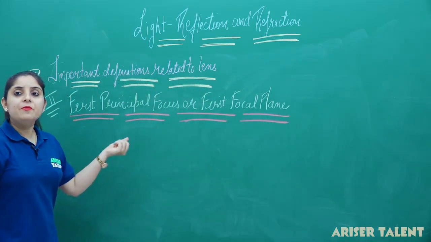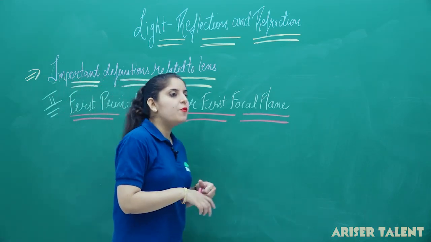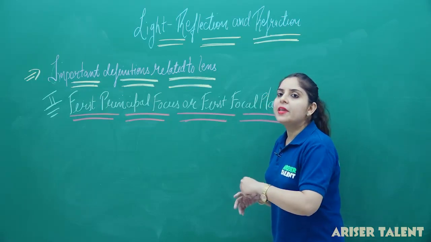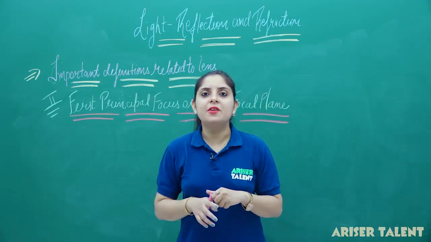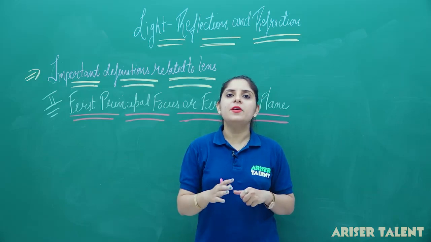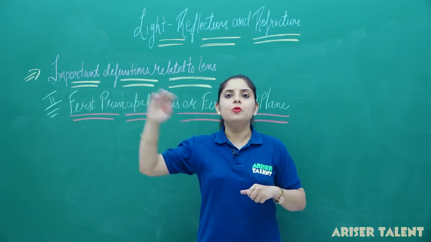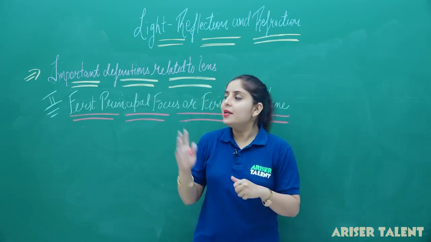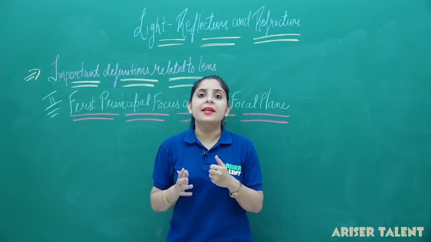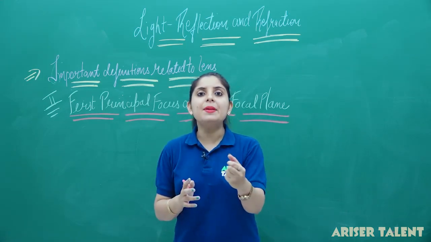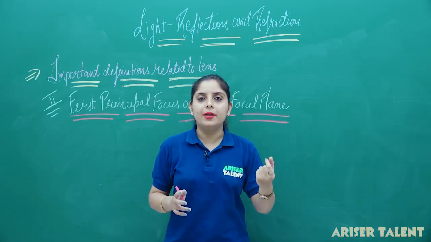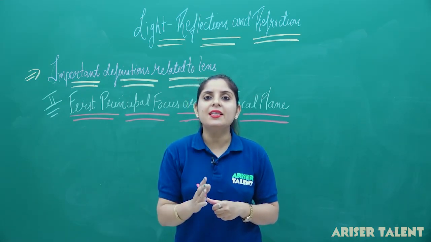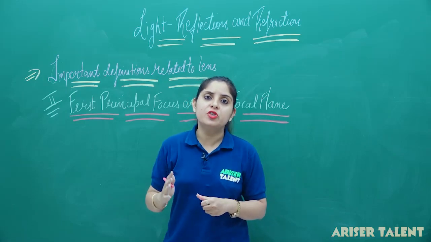Now, what will be the first principal focus or the focal plane in case of the convex and the concave lens? If a ray of light is incident on a surface, then after striking the surface, it is going to be parallel to the principal axis. The light ray will go parallel to the principal axis. And in case of the convex lens, we are getting a converging form of light. It means rays are going to converge at a point. But what will happen in case of the concave lens? In case of the concave lens, you can see that the light rays will be diverging.